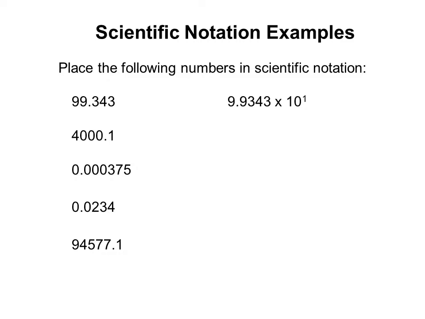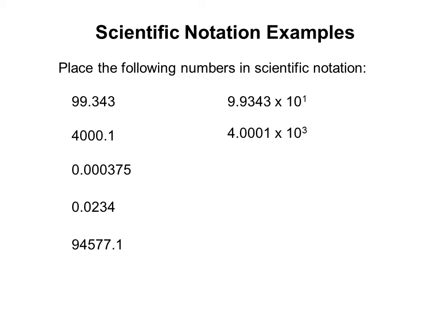In this example we have 4,000.1. What would that look like in scientific notation? Well, we take this decimal point and move it 1, 2, 3 places to the left, so that will be 10 to the third. Okay, so that will be 4.0001 times 10 to the third.